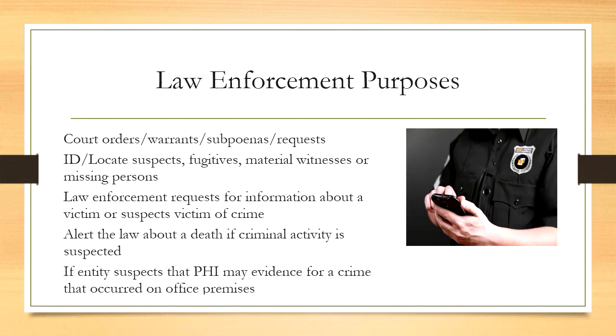Number 5, when a covered entity believes that protected health information is evidence of a crime that occurred on its premises. And number 6, by a covered health provider in a medical emergency not occurring on its premises, when necessary, to inform law enforcement about the commission and nature of a crime, the location of a crime or crime victims, and or the perpetrator of the crime.